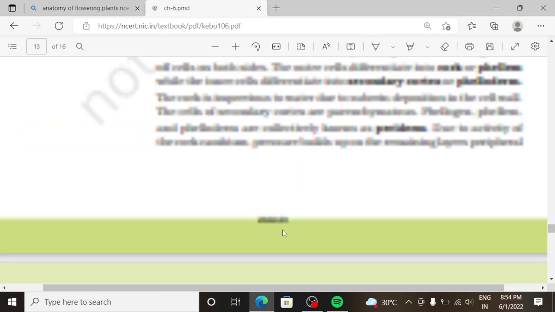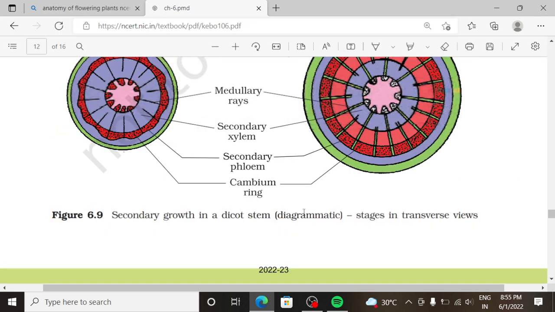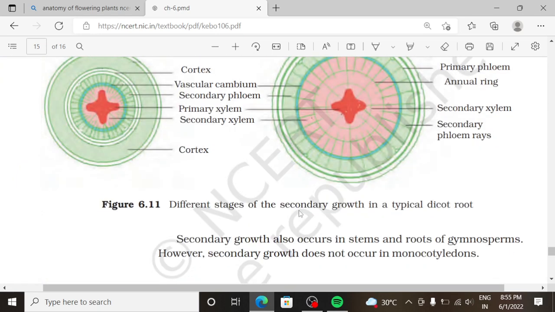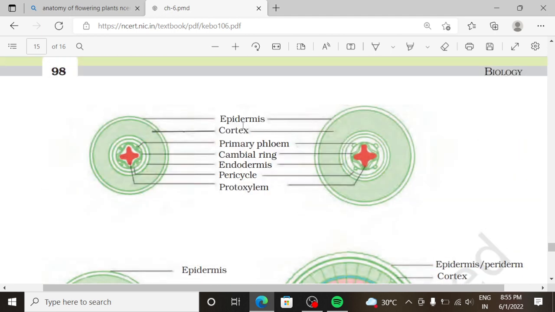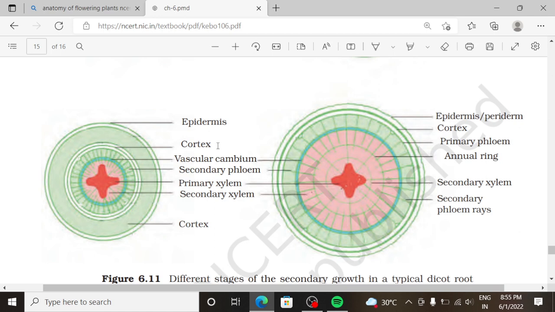Here we were seeing the secondary growth of the dicot stem. Now we are seeing the secondary growth of dicot root, typical dicot root. So here you can see the structures like epidermis, cortex, primary phloem, cambial ring, endodermis, pericycle, protoxylem. And in this you can see epidermis, cortex, vascular cambium, secondary phloem, primary xylem, secondary xylem, cortex, epidermis or periderm, cortex, primary phloem, annual ring, secondary xylem, secondary phloem rays.